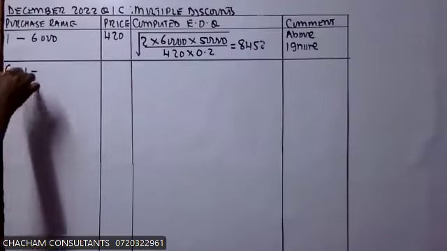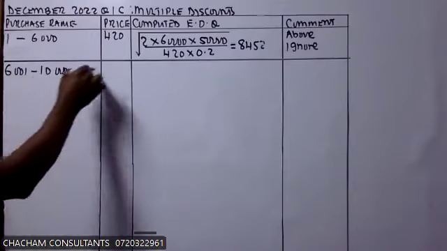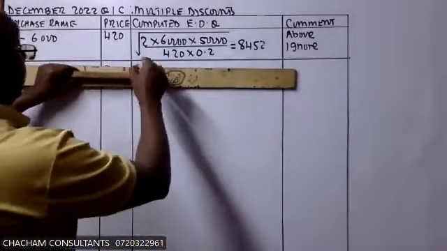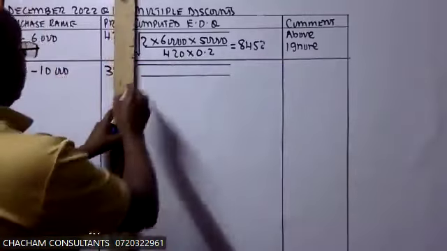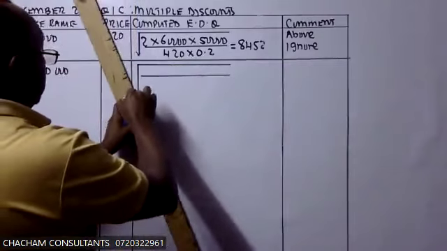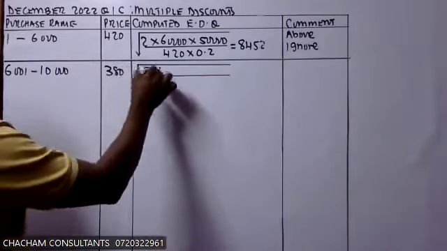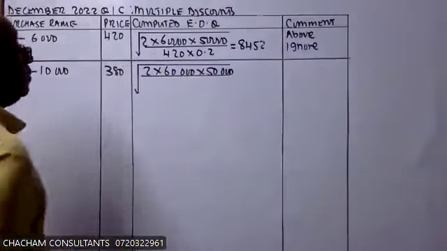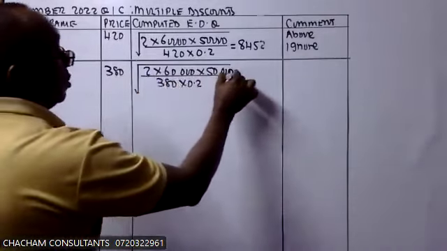So the next range is 6,001 to 10,000. And the price is 380. So we need to get here the square root. It is going to be 2 times 60,000 times 50,000. You now divide by 380 times 0.2.